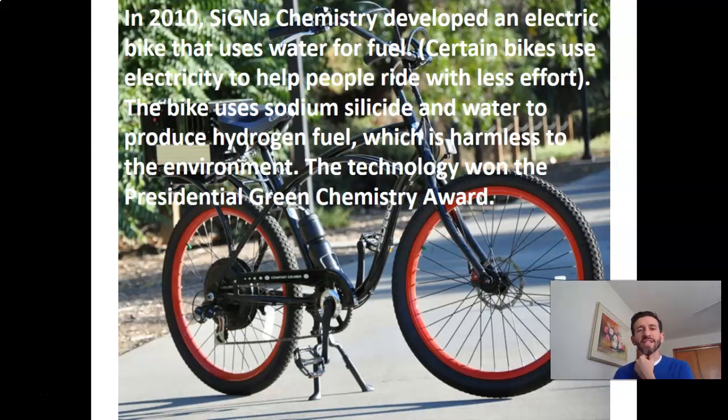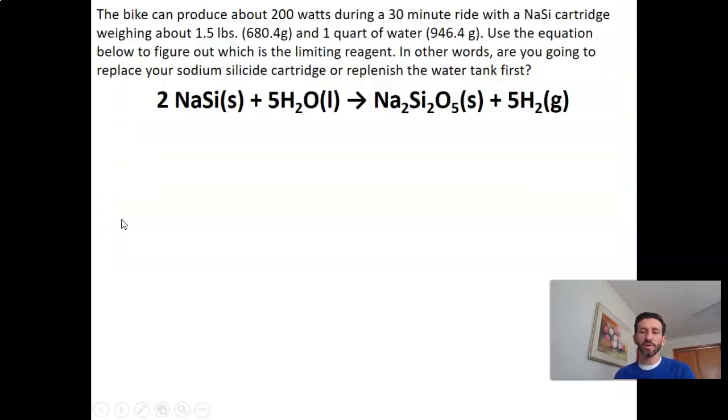So in 2010, Signa Chemistry developed an electric bike that uses water for fuel. Certain bikes use electricity to help people ride with less effort. The bike uses sodium silicide and water to produce hydrogen fuel, which is harmless to the environment. The technology won the Presidential Green Chemistry Award. So how was this bike developed, and what does this have to do with stoichiometry? By the way, this is a real bike. I didn't make this up.